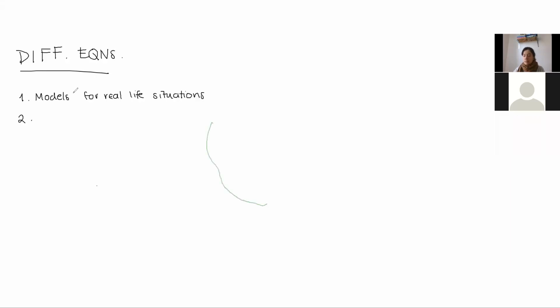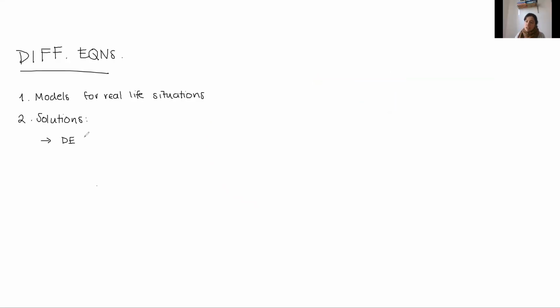The second thing that we did is we started talking about what a solution to a differential equation is. Right? So we said, what are solutions of differential equations? And so we said, if we have just a differential equation and we look for the solution, the general solution that satisfies just that differential equation, then we're going to get a general solution.